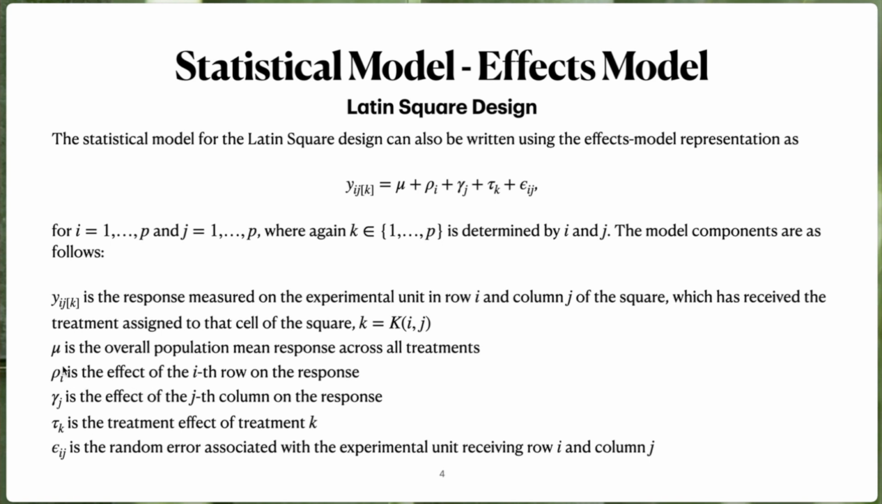And if we look and see what these represent, this should be fairly familiar from what we've already done in the randomized complete block design. So mu is the overall population mean response across all treatments, and tau sub k is the treatment effect of treatment k. Everything else in the model has the same meaning and the same interpretation.